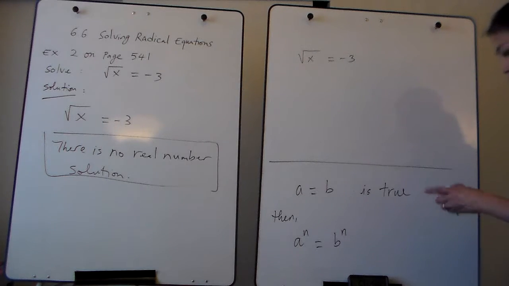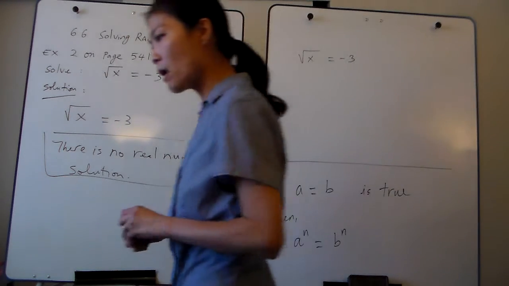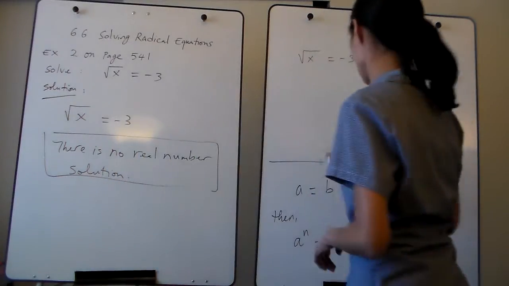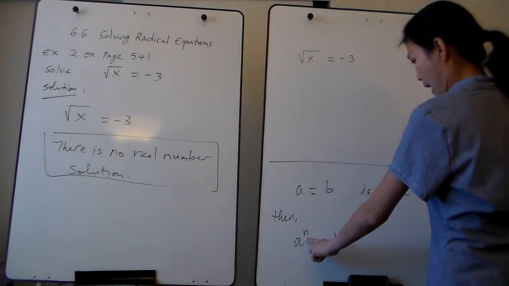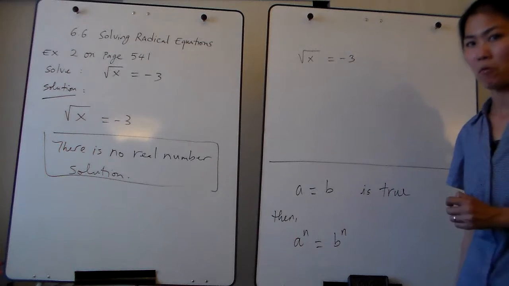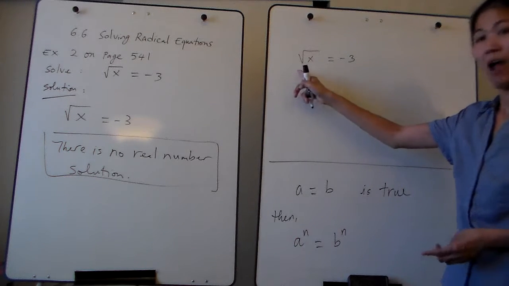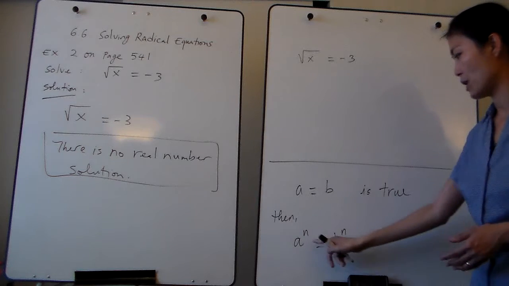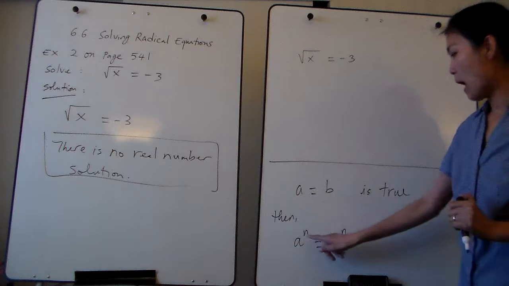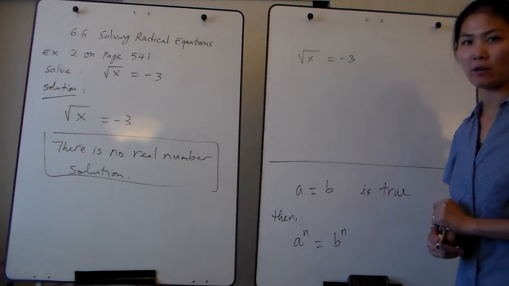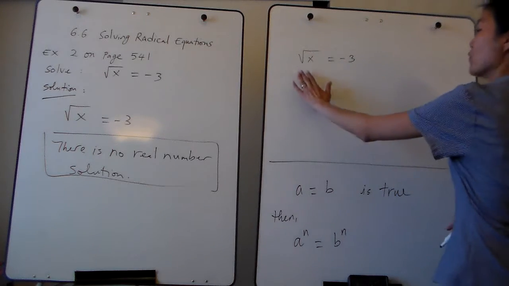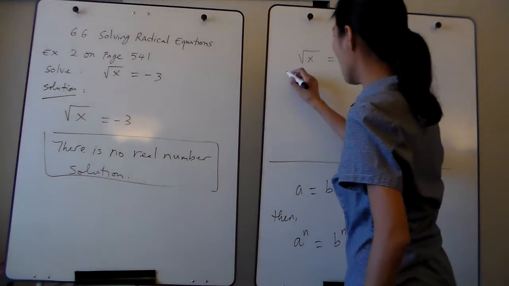Okay? So I'm going to use the principle of powers. I'm going to take the n power on both sides. Make sure you select the correct power so that you can simplify this radical. The reason we raise to the n power is so that we can remove the radical we have. So this is a square root, right? So the index is 2. To remove this square root, I will square both sides.